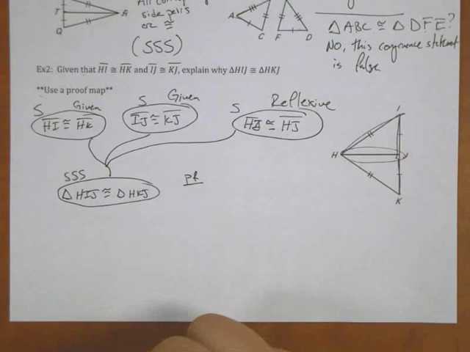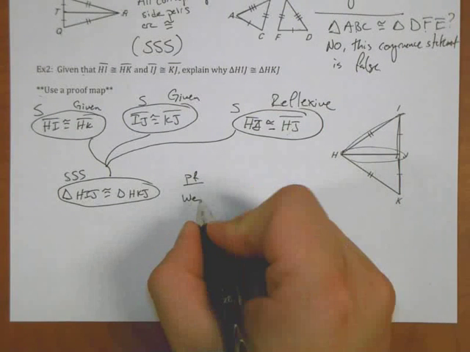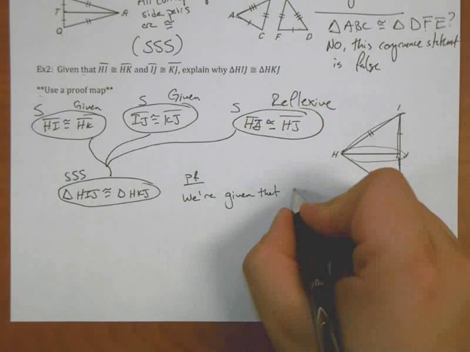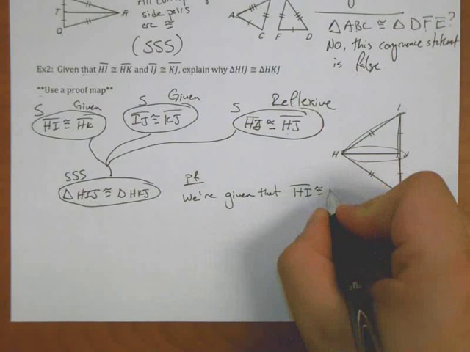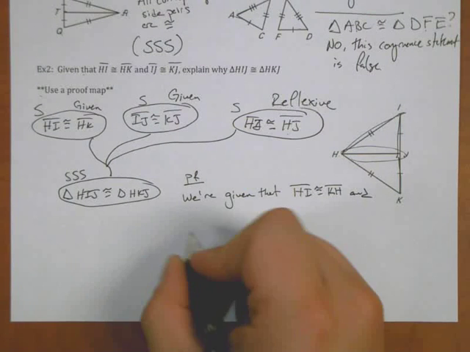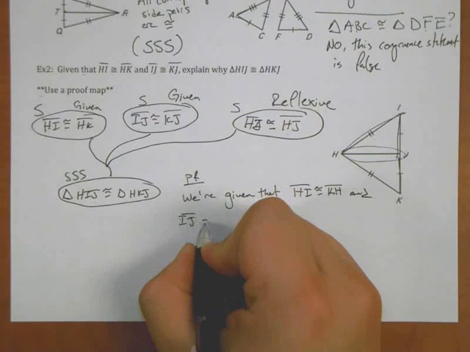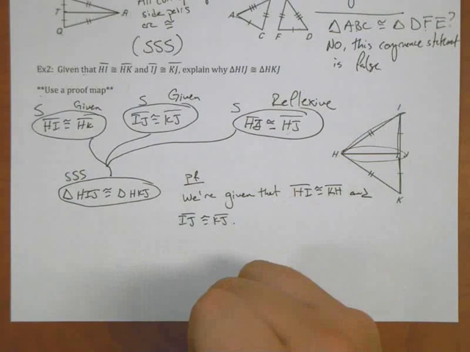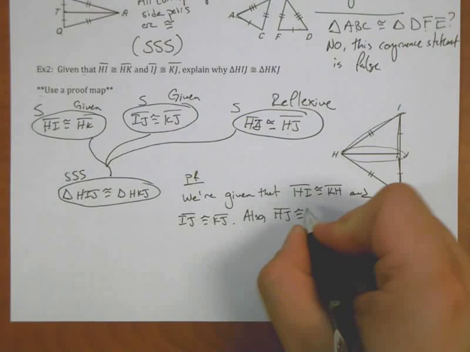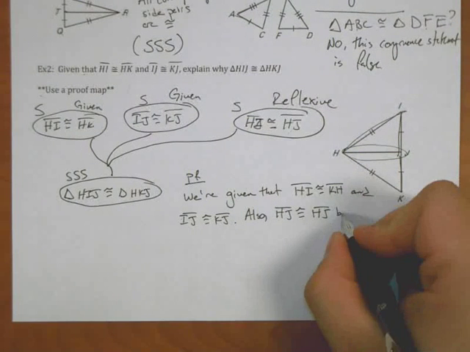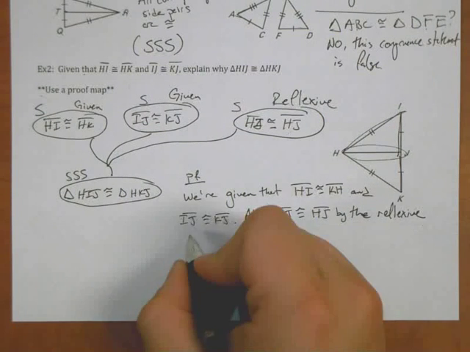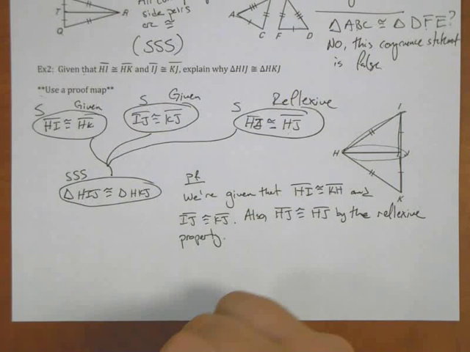So how am I going to write that up as an actual proof? Well, I might start with the following. We're given that segment HI is congruent to segment KH or HK, and that IJ is congruent to KJ. Also, HJ is congruent to HJ by the reflexive property.